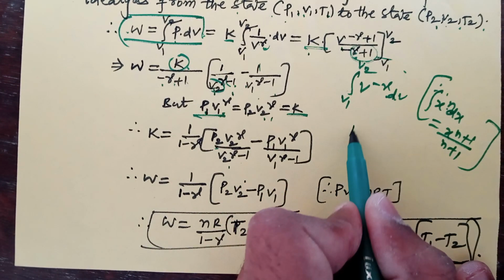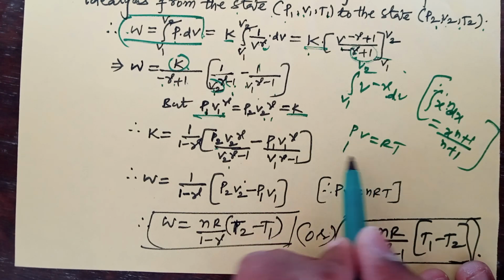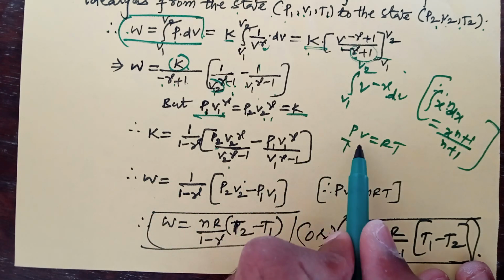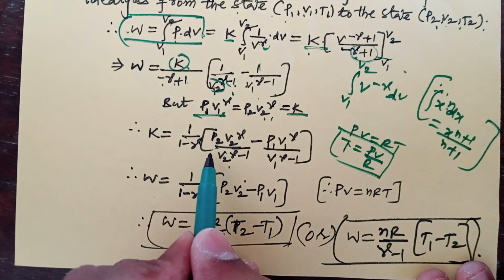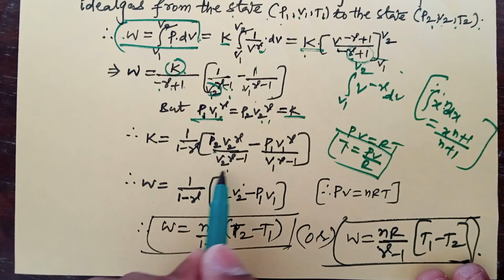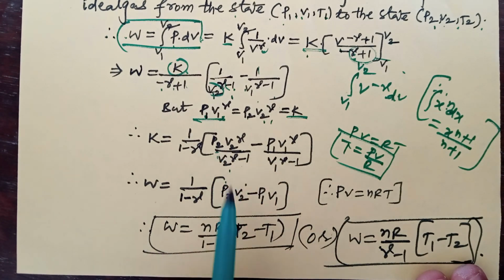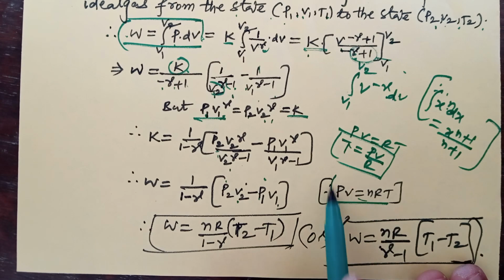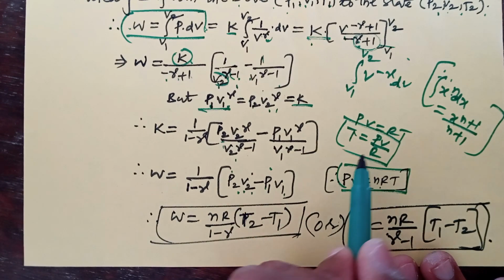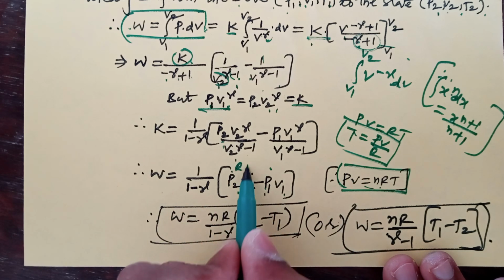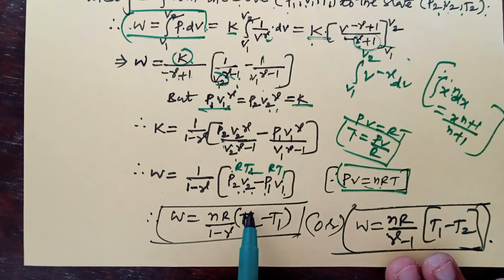From the ideal gas equation PV = RT, we can write the temperature in terms of PV by R. So we have P2 V2 minus P1 V1 according to the ideal gas equation. Easily we can find the value: P2 V2 is equal to RT2, and P1 V1 is equal to RT1. R is common, so the remaining term is T2 minus T1.